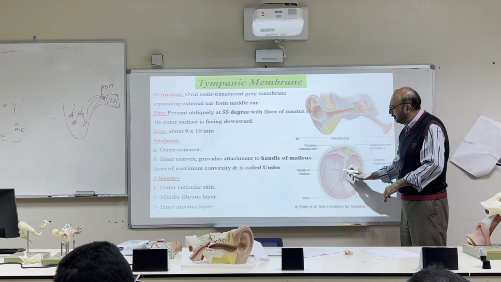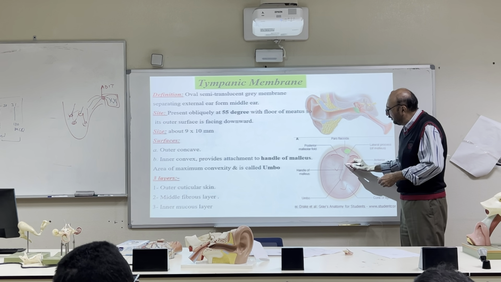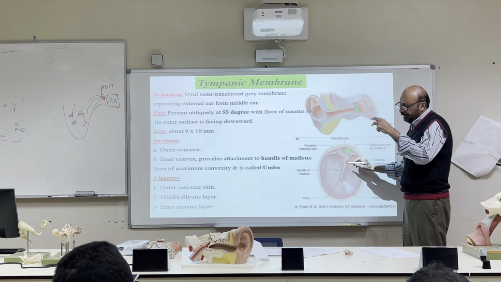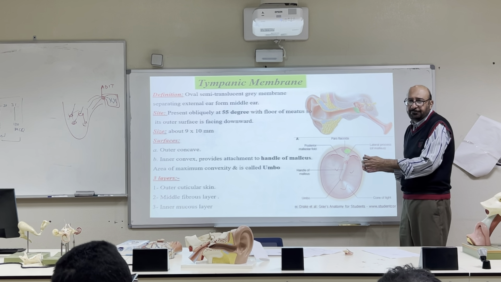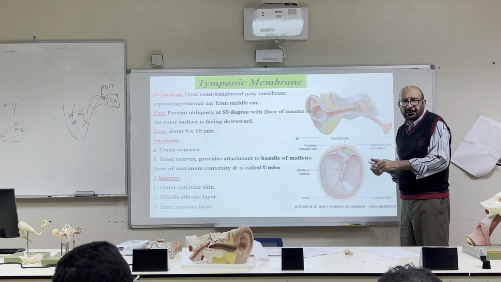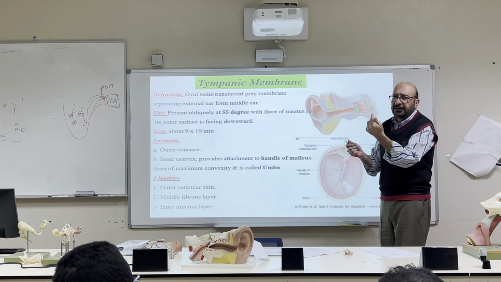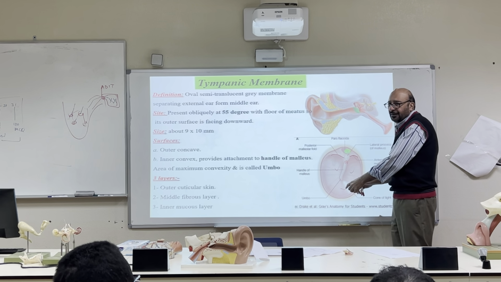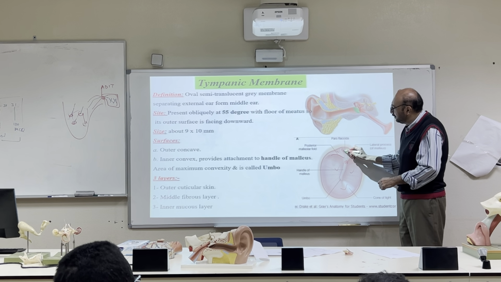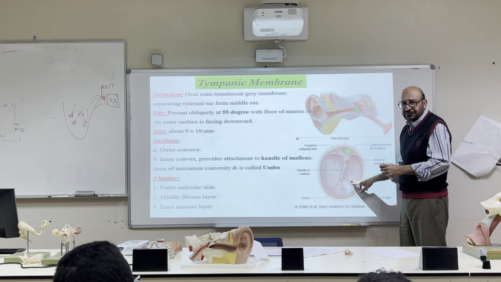One is this pars tensa, which is made tense with the help of the tensor tympani muscle attached to the malleus, and it is being pulled. Clear? And that muscle is coming from the anterior wall, and then the tendon is inserted into the malleus, making it pars tensa. The above part, this all is called pars flaccida. It is not as tense as this is.